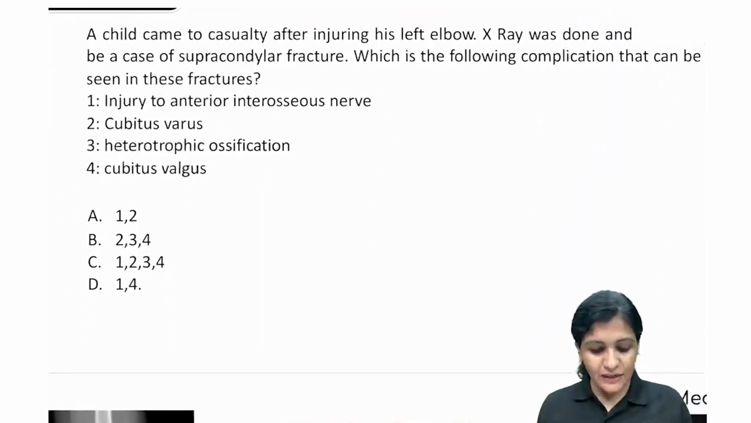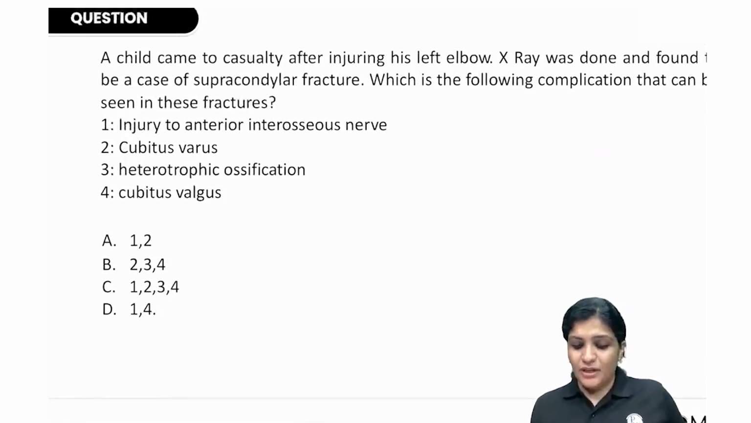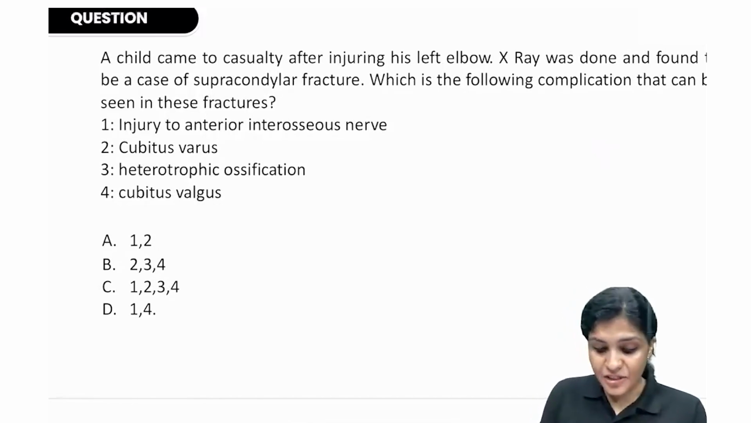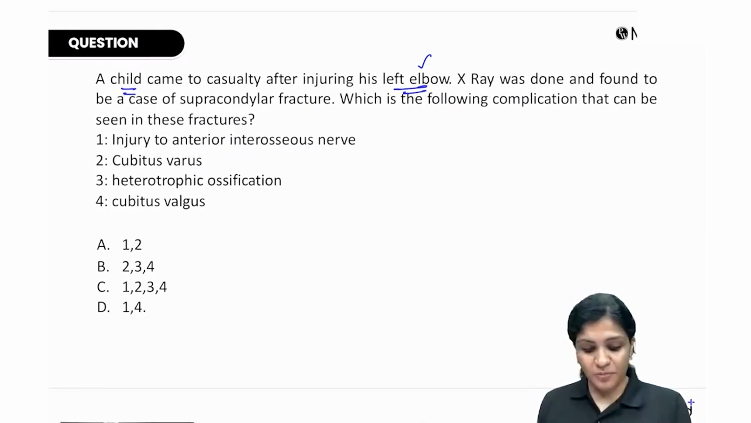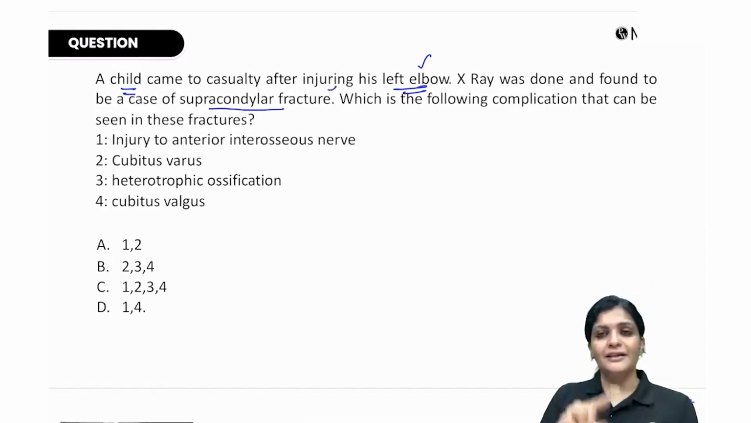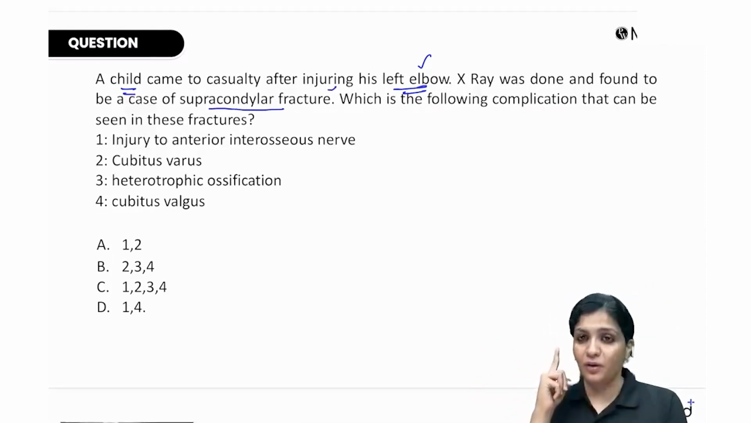Next, go to the second or probably third question. A child has come to casualty after injuring his left elbow. Whenever there is a child with an elbow injury, that becomes a very important emergency. X-ray was done and found to be a case of supracondylar fracture. So we already know whenever there is a child with an elbow injury, the most common fracture you suspect is always a supracondylar fracture.